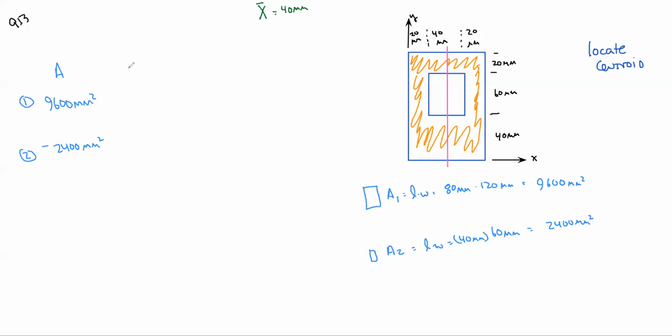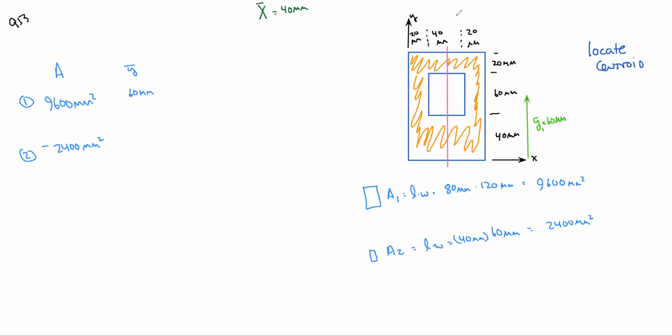All right, Y bar. Y bar for the large rectangle is halfway up. The large rectangle was 120, halfway up is 60 millimeters. I think in the last video, I did something like this, so I'll do that again here. Kind of including that as part of my norm. So Y bar is 60 millimeters for shape 1.